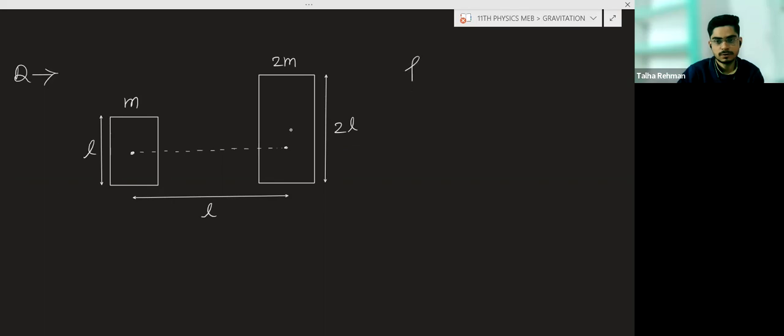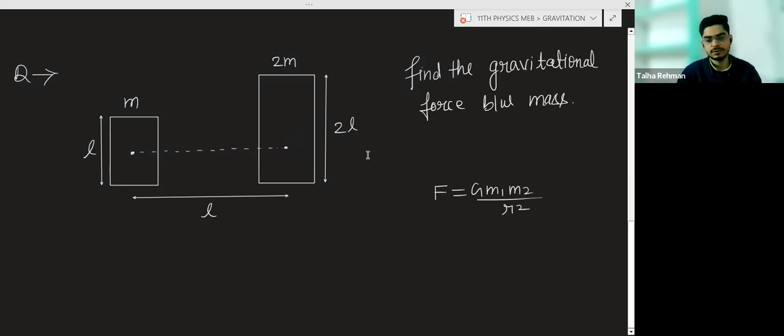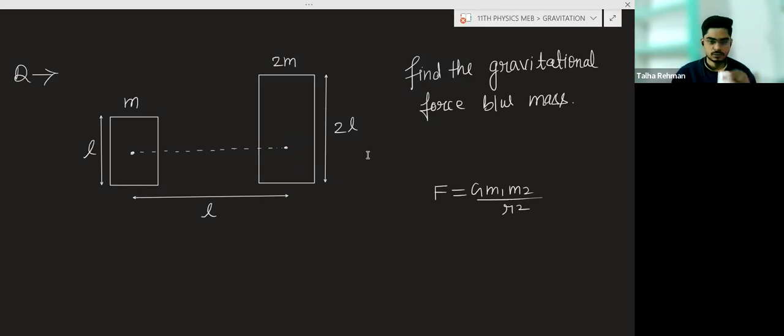They are asking, find the gravitational force between the masses. Both of you use the formula F is equal to G M1 M2 divided by R square and tell me the answer first. And always remember, this is a central force.